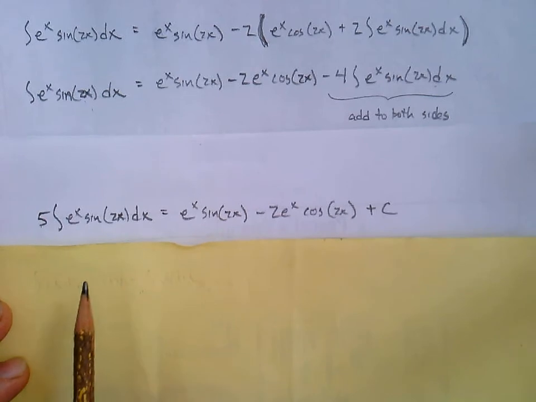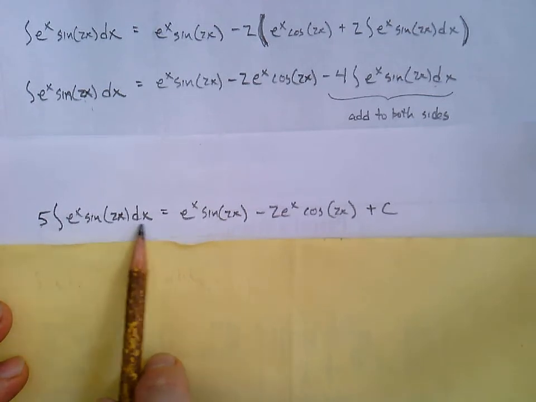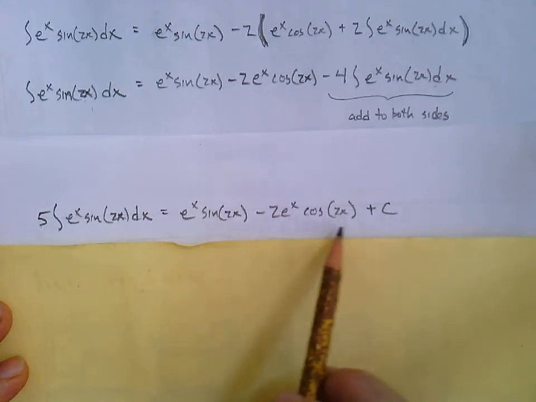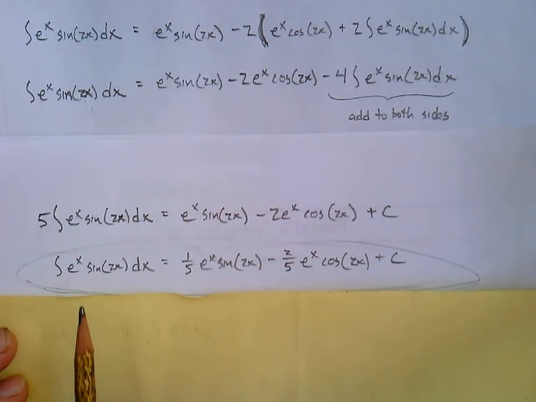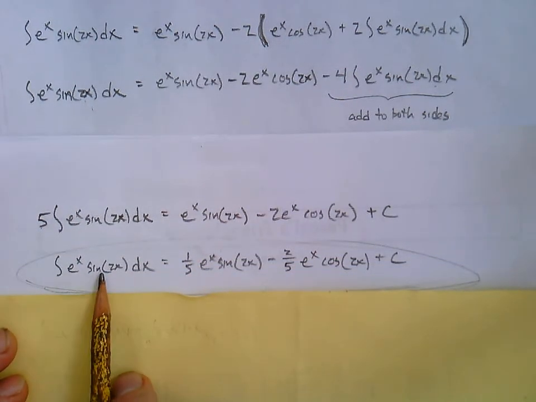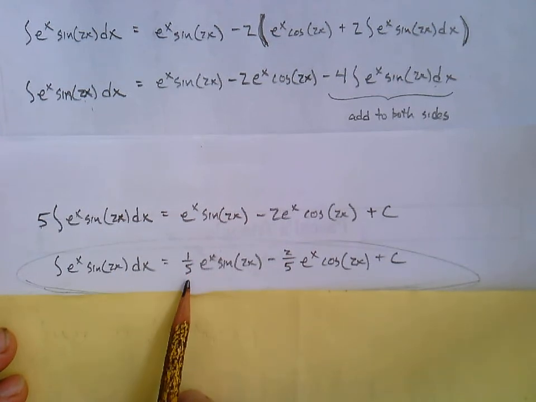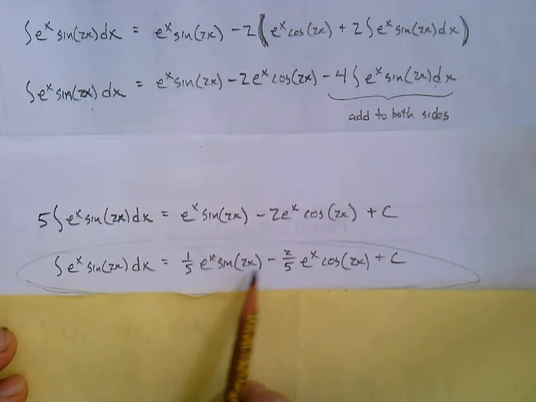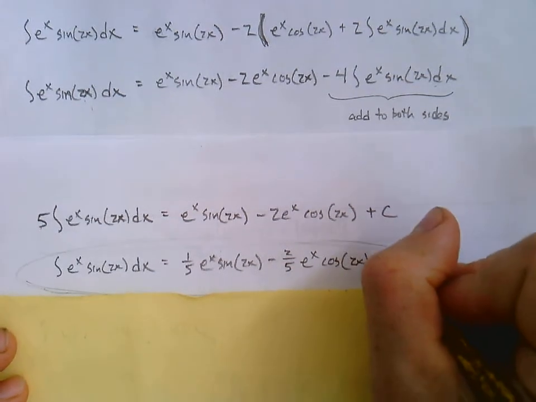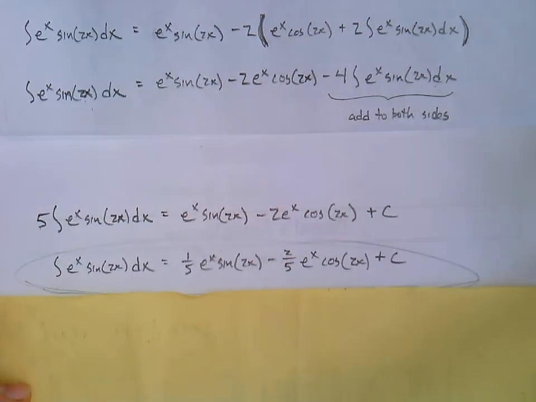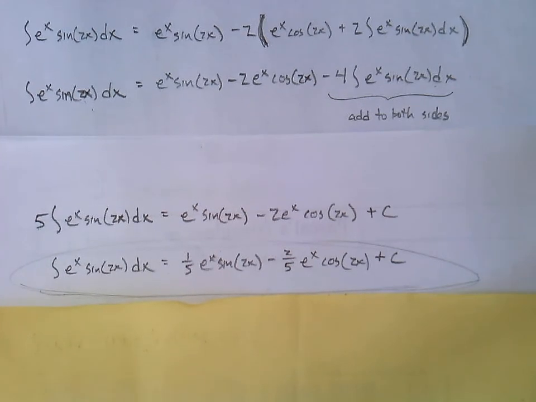Now we're just one step away. If 5 times this integral equals this, can't we just divide both sides by 5? And we got it. So integral e to the x sine 2x dx equals 1/5 e to the x sine 2x minus 2/5 e to the x cos 2x plus c. And we did it. A very sneaky, slippery problem.